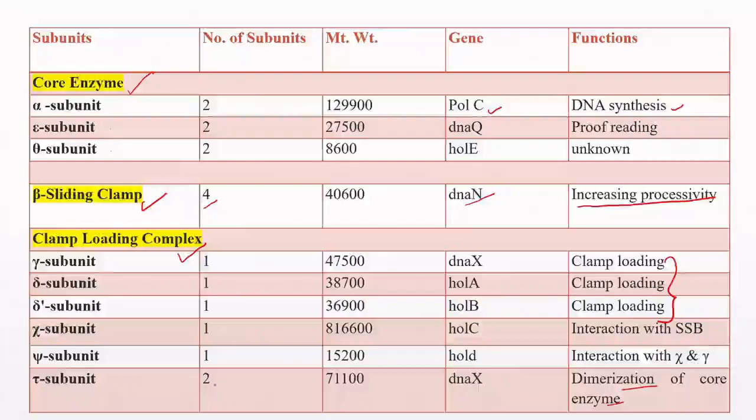So you can see the number of subunits here per holoenzyme. This is the molecular weight of those subunits, these are the genes responsible for encoding these subunits, and these are the functions of the subunits. So a total of 17 subunits are present in a holoenzyme of DNA polymerase 3. So DNA polymerase 3 is the principal DNA synthesizing enzyme in E. coli or prokaryotes, and it has 17 subunits.